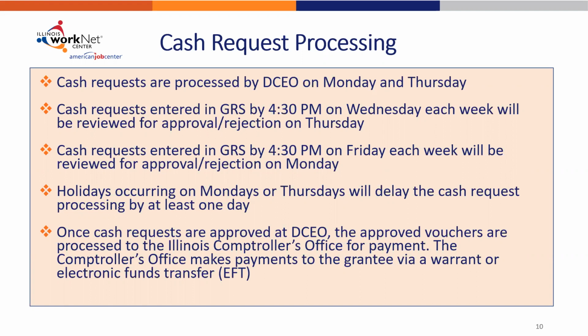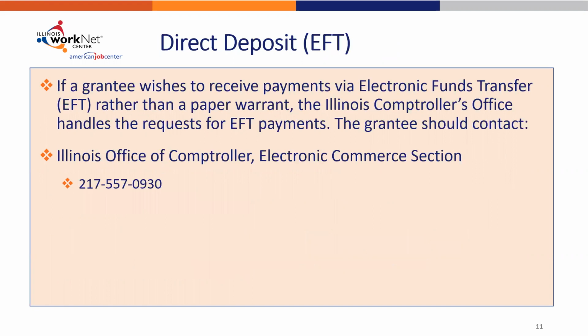So once cash requests are approved by the Department of Commerce, approved vouchers are processed to the Illinois Comptroller's Office for payment. The Comptroller's Office makes payments to the grantee via warrant or EFT, if you do choose to set up EFT. I have more information on that on the next screen here.